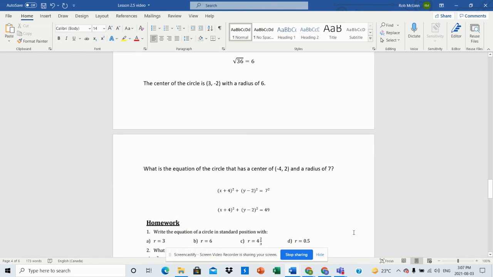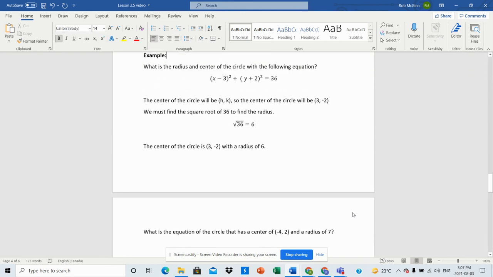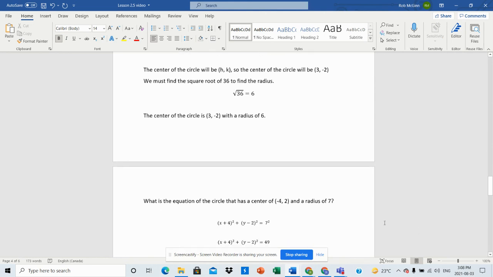Final thing here. I've gone too far. We're going to look at one more question here. What is the equation of the circle that has a center of negative 4 and 2 and a radius of 7? So once again, just remember, it's x minus h squared. Minus 4 is h. So when you put it in, once again, use the opposite sign of the coordinate point. So this is minus 4.